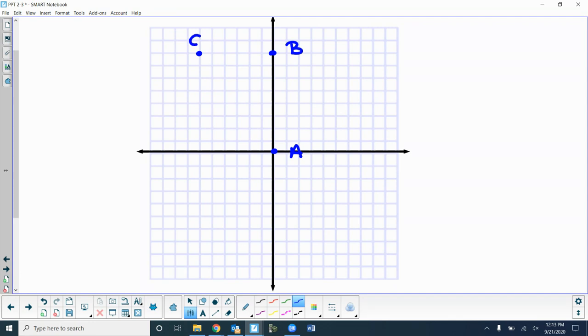So, here we go. Wasn't very straight. That's what it looks like, right? And then D was at 0, 4, wasn't it? Right here.